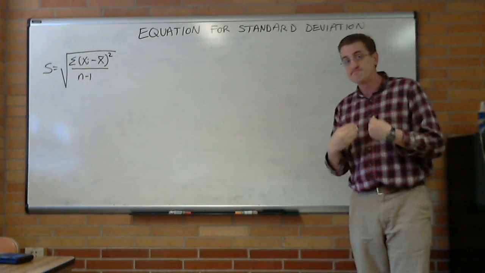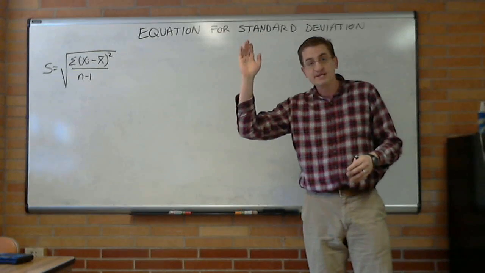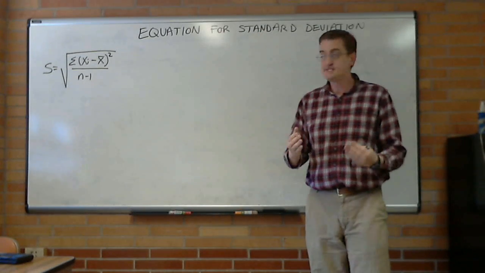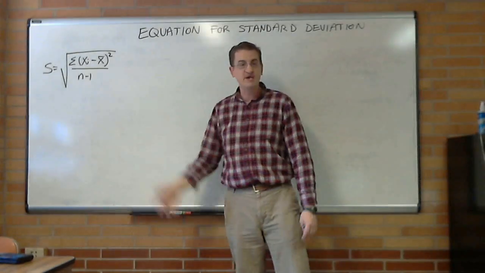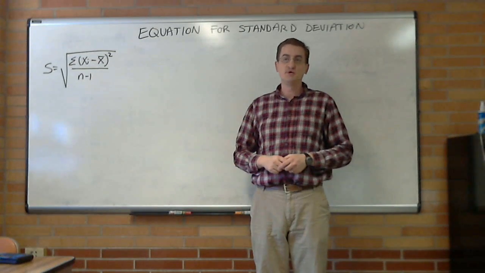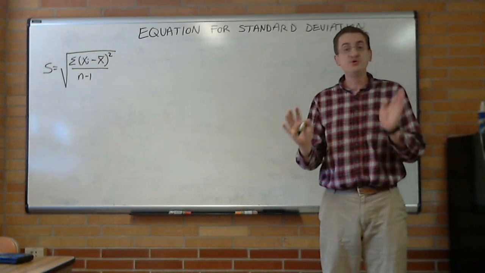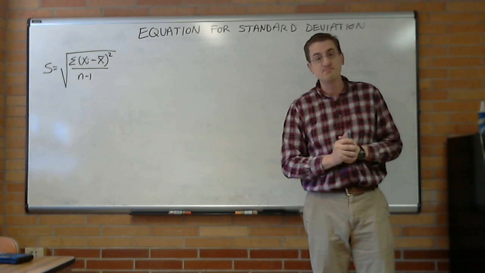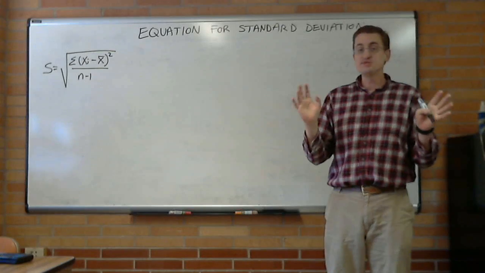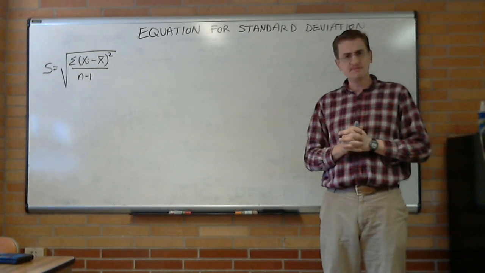I remember when I took my first stat class, I raised my hand and asked the professor, why is it that we square it? Why is it that we have n minus 1? And his response was, I don't know. So my goal here is to show that there is a good reason for this equation and to explain why. Some of it's mathematical, some of it's intuitive. Let's start with some of the math.